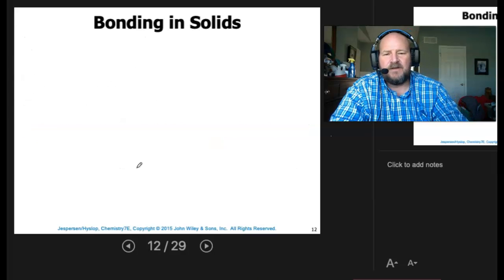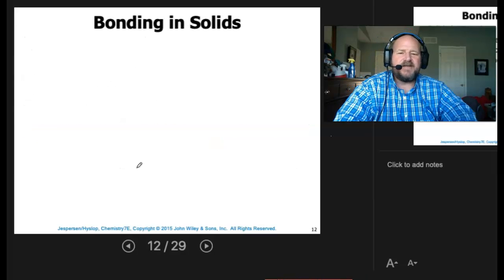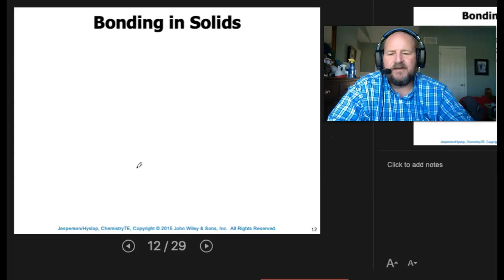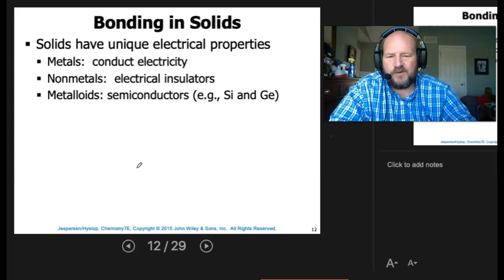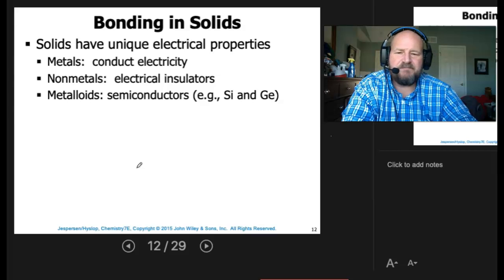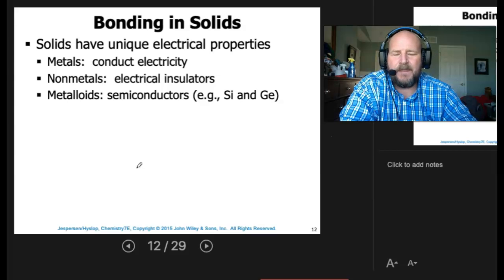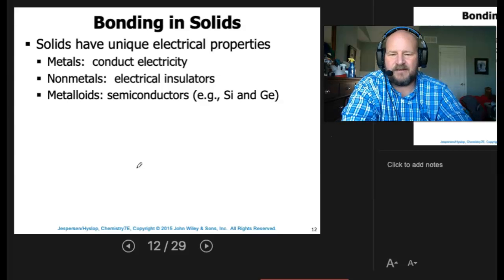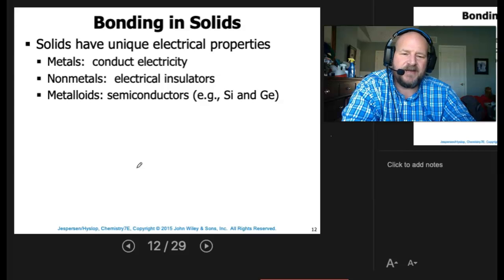All right, so let's turn our attention to bonding in solids. To finish this out, solids have unique electrical properties. For instance, metals can conduct electricity. Nonmetals can be electrical insulators. Metalloids are our semiconductors, like silicon and germanium.